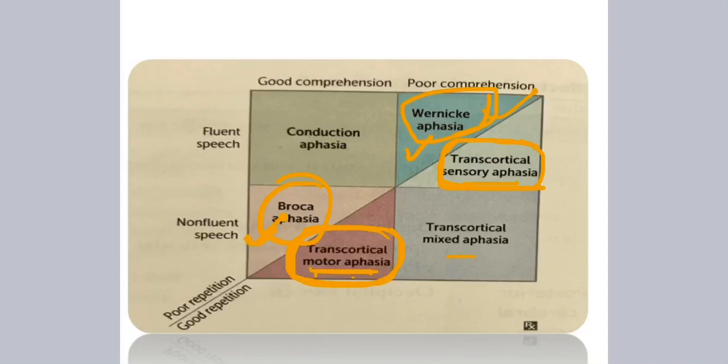Now the transcortical mixed means both Wernicke's and Broca's area, as well as the communication part between them. What is that? Arcuate fasciculus. All three things are working normally, but the surrounding area of the temporal lobe and the frontal lobe is getting affected. That is called transcortical mixed aphasia.